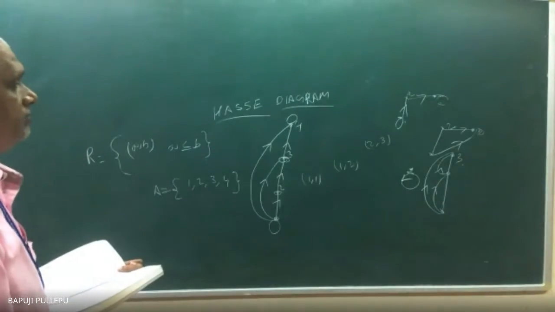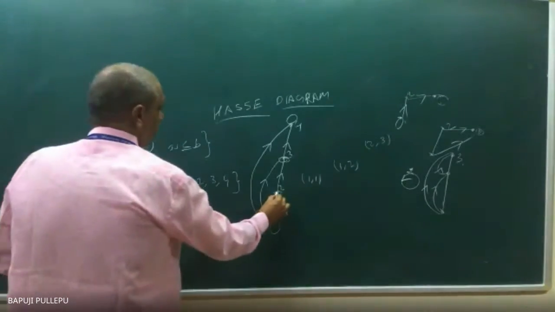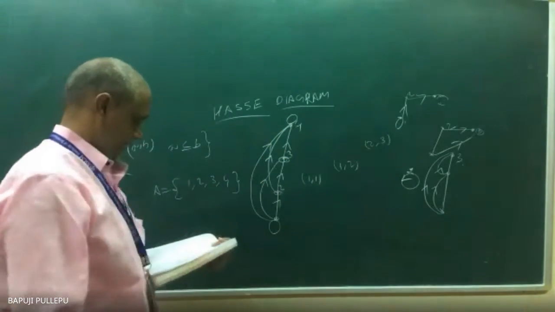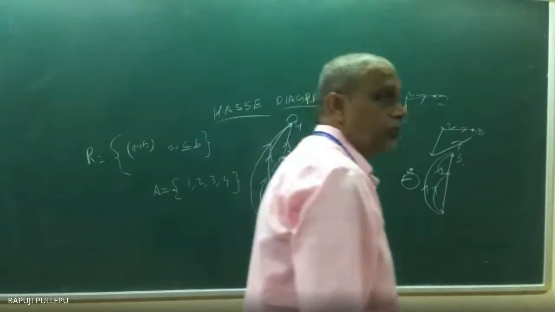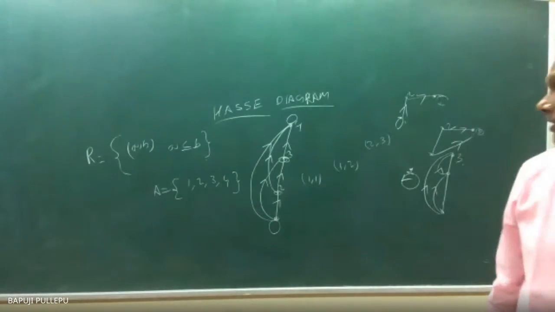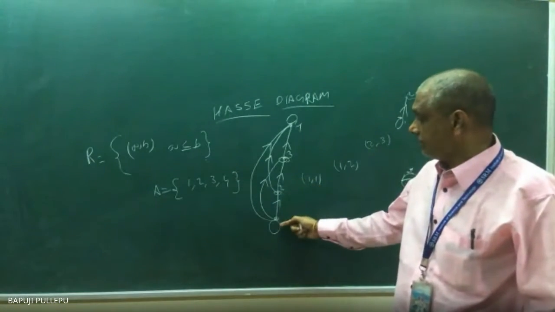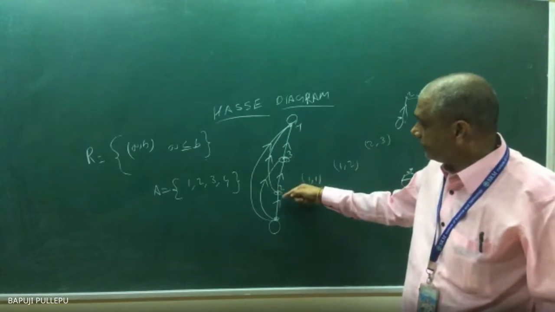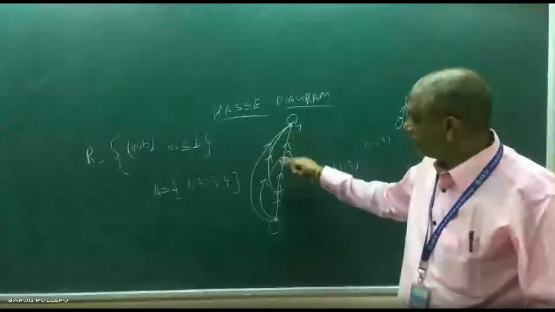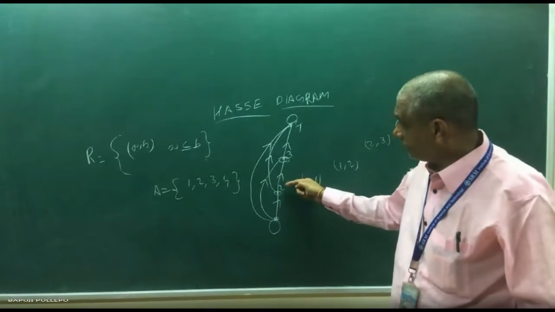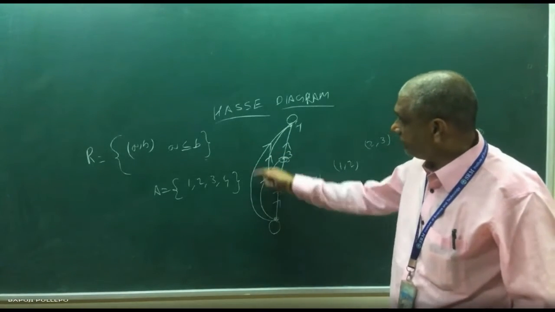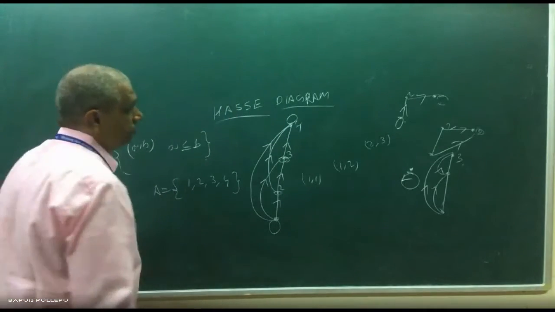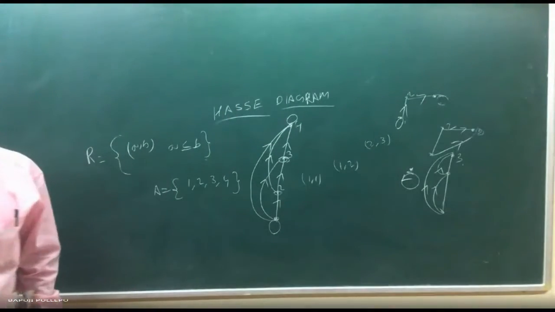Then what other relation will you get? 2 less than or equal to 4. Correct. So loops are there, direction also there. 2 is less than 3, 3 less than 4, direction given. Then 1 less than 2, 2 less than 4. 2 less than 3 is already given the direction. 1 less than 3, 1 less than 4. Now what I am telling you: in the Hasse diagram, no need to draw the loops. Just omit the loops.